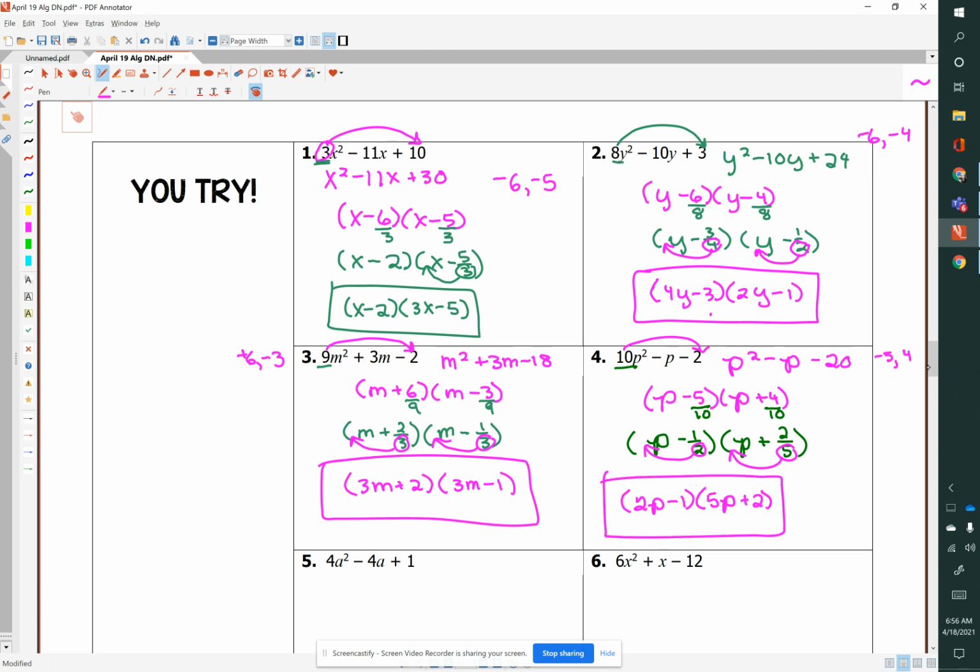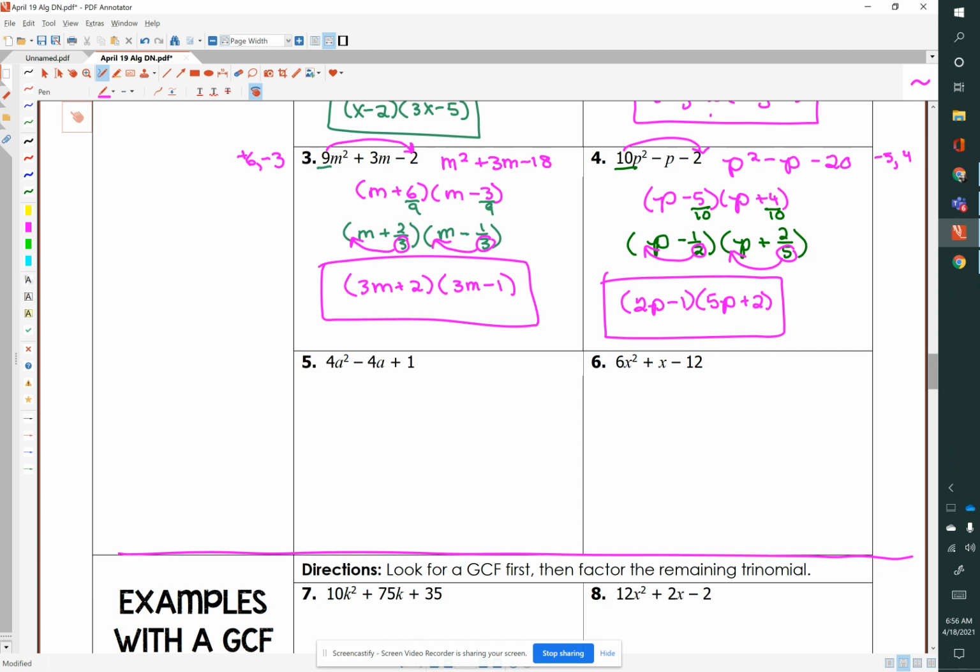How are you doing? We have two more of this type, and then we're going to challenge ourselves with 4 that are a little more difficult and have a few more steps.